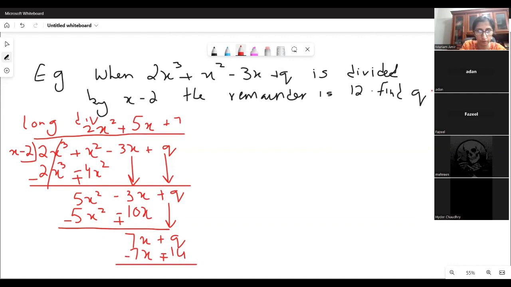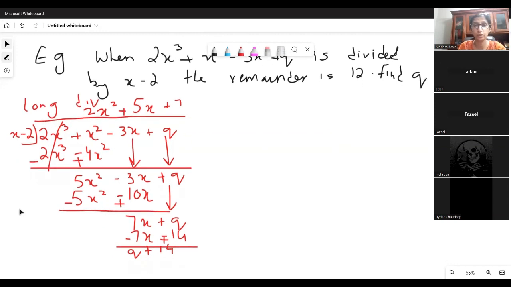Minus and plus. So the final constant here would be q plus 14. That is the remainder. However, we know the actual value of the remainder, which is 12. So this must be equals to 12. So q comes out to be minus 2.